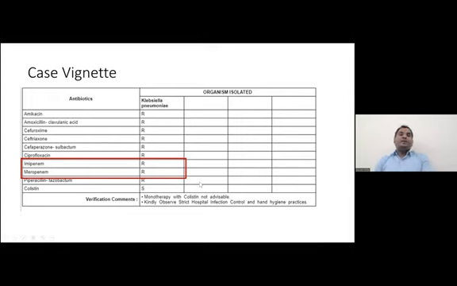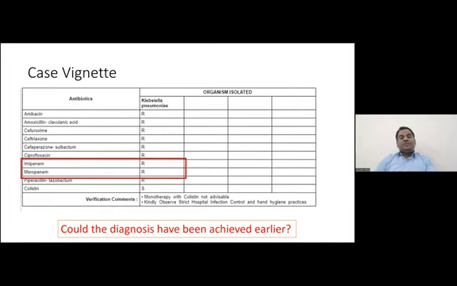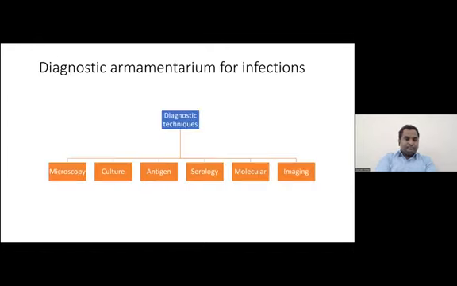Now, this is a common scenario for ICUs where a culture-based approach is used for treatment of ICU-acquired infections. So now the question comes, could the diagnosis have been achieved earlier in this patient, and could we have done something better to save this patient? And that's where the role of point-of-care tests or the molecular-based techniques for ICU infection comes into play.